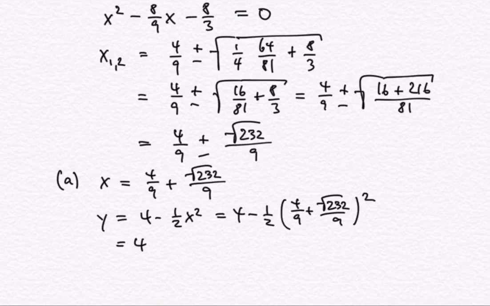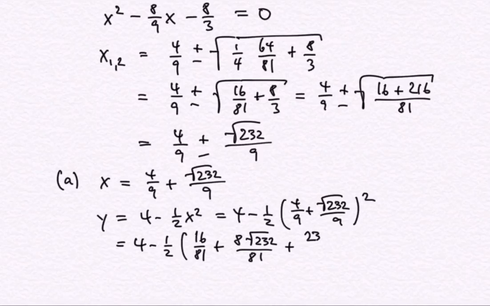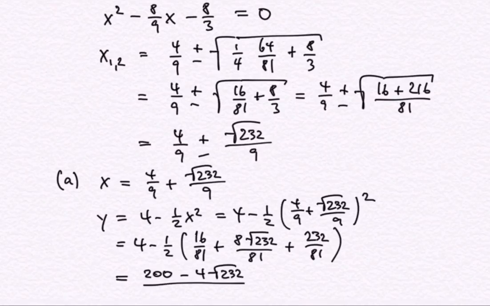So this is 4 minus 1/2 times 16/81 plus 8 times square root 232 over 81 plus 232 over 81. And after a few steps, you can convince yourself that this is equal to 200 minus 4 times the square root of 232 divided by 81, numerically roughly 1.717. This is less than 2. So since y is supposed to be bigger than 2, this is actually a violation of a constraint. And so this does not give me a candidate point, unfortunately, because I'm violating constraint number 2.